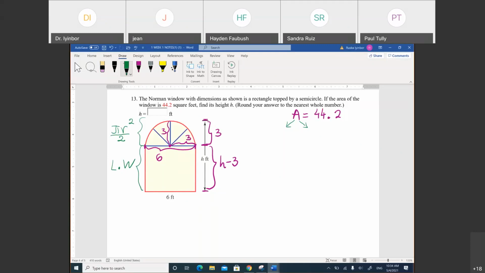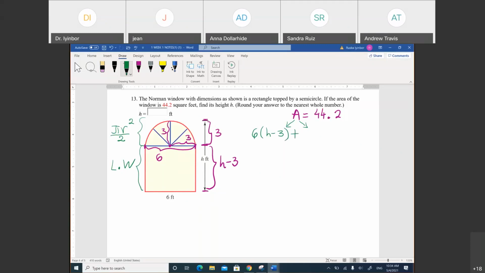What is the length? 6. And what is the width? 8h minus 3. That's right. So this is the area of the rectangle in the bottom of the window plus the area of the semicircle.